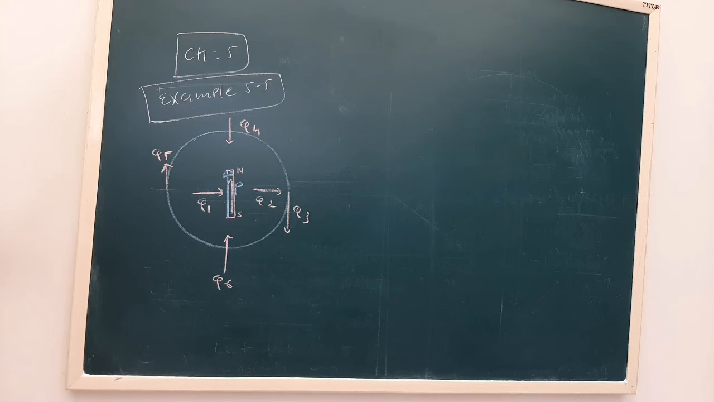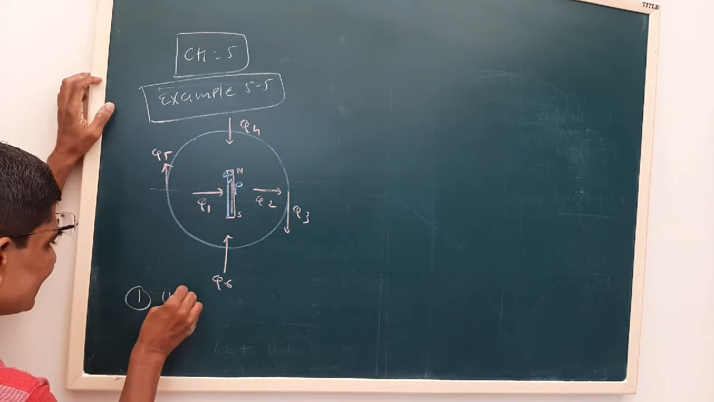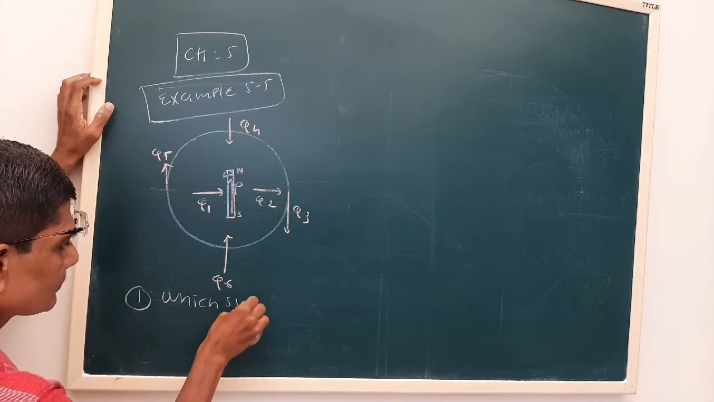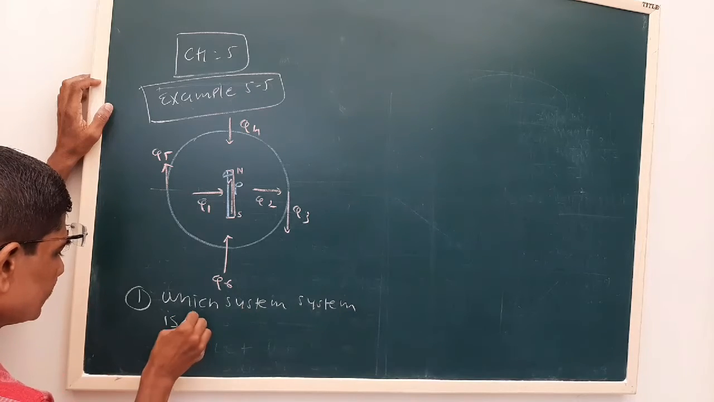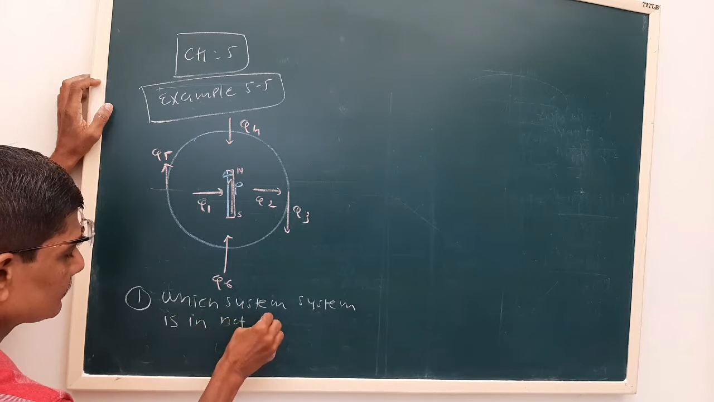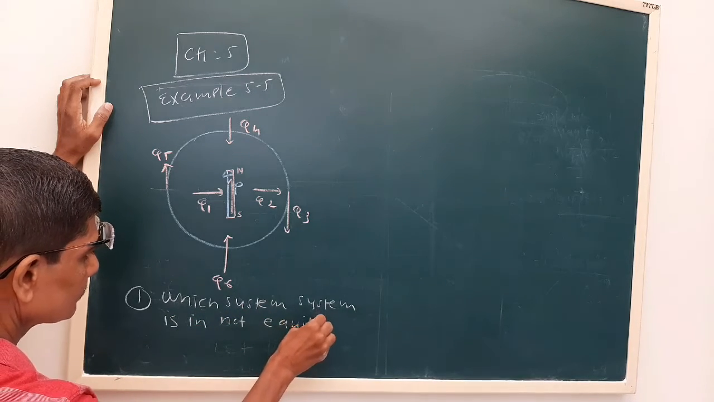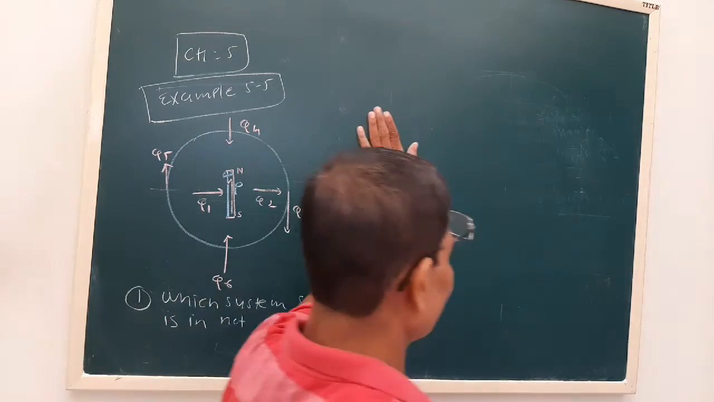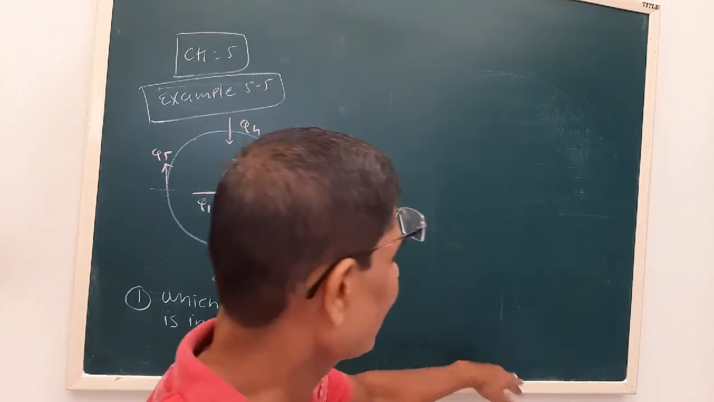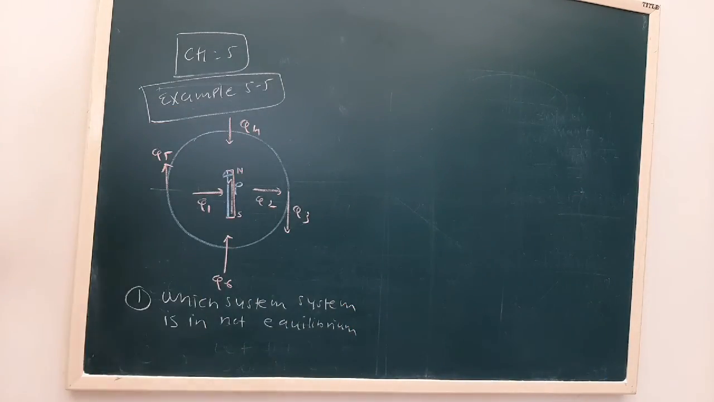See, what do we have to find out? The question first asks in which configuration the system is in non-equilibrium. Now see, what is the potential energy of a magnetic dipole in a uniform magnetic field? What is the formula?